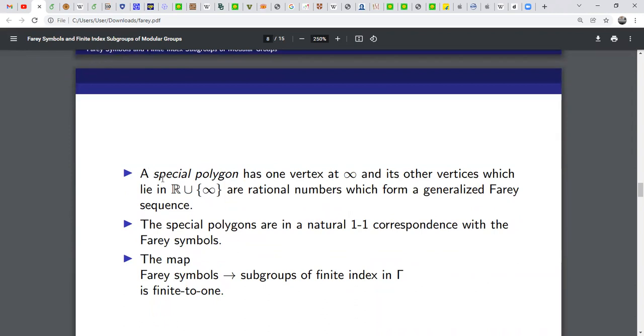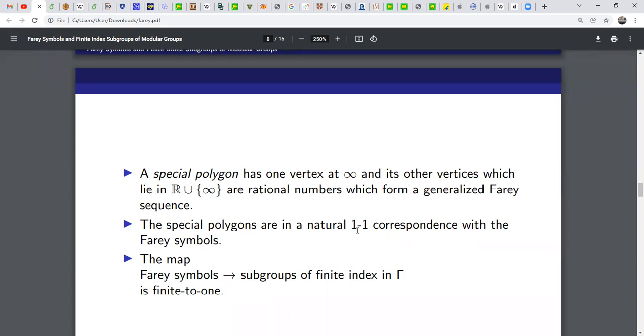In more detail, a special polygon is a hyperbolic polygon in the completion of the Poincare upper half plane, that is the upper half plane union its ideal boundary. Since it's a homogeneous space, we can always set one vertex at infinity, and other vertices we can bring to R union infinity. So a special polygon has all its vertices in R union infinity, and these vertices are rational numbers in the generalized Farey sequence.